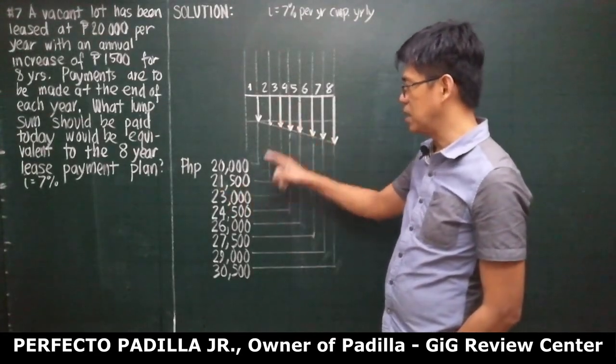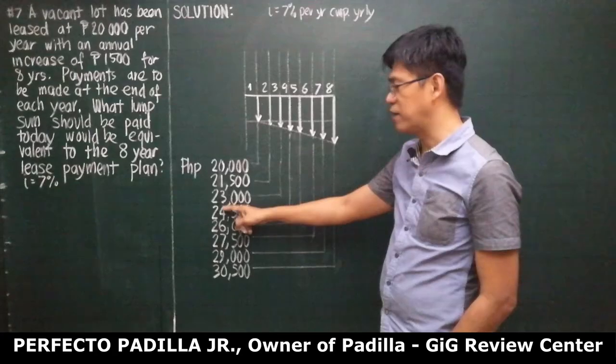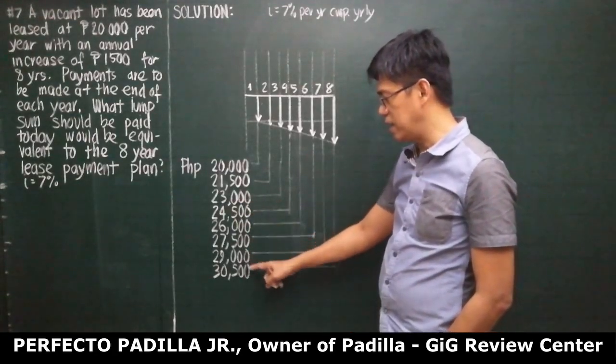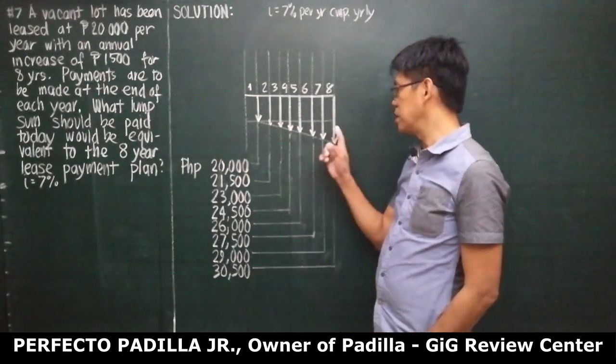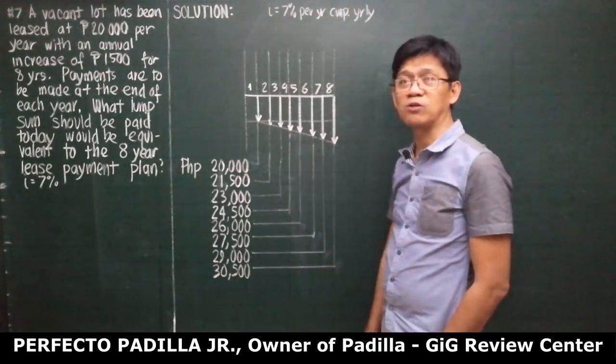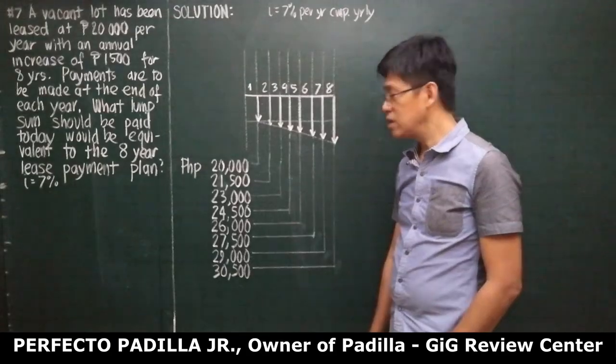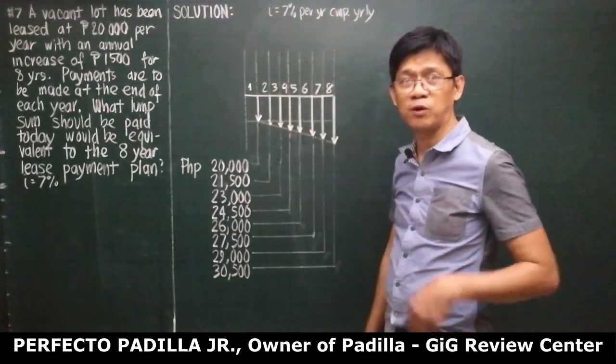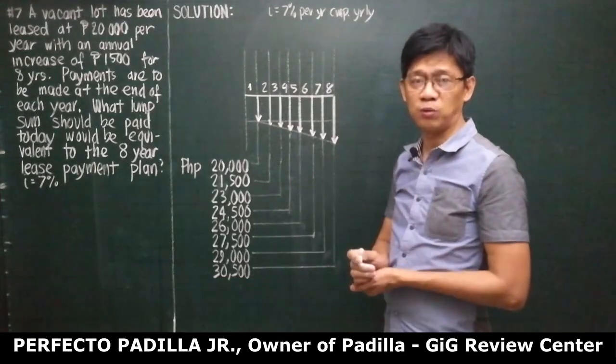The third payment is 21,500 plus 1,500 is 23,000. Every year, it increased by 1,500. So, it means that the last payment will be 30,500. So, this is not a uniform annuity. Instead, it is a uniformly increasing annuity.